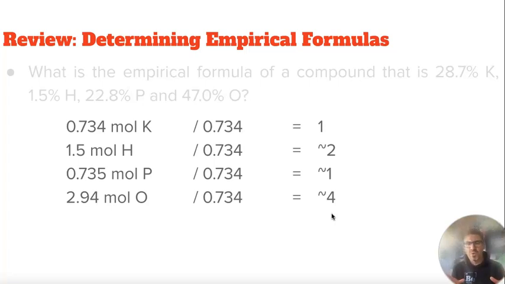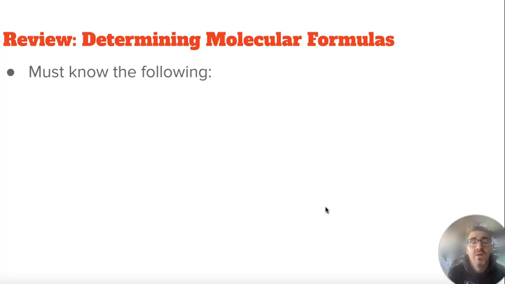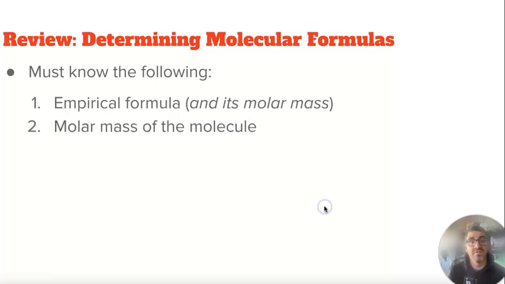There is a rule that if it's not whole numbers, then we have to keep increasing those values by increasing integers until we get whole numbers. But we'll rarely see that. So here I have my empirical formula, KH2PO4. Once you know the empirical formula, you are now one step closer to determining the molecular formula. Because determining the molecular formula requires knowledge of the empirical formula and its molar mass, as well as the molar mass of the molecule based on its molecular formula.